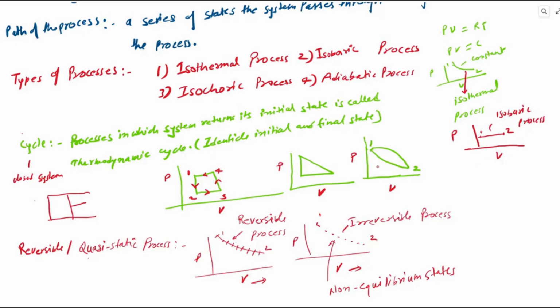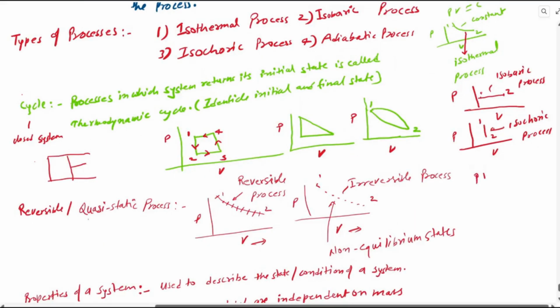Next is the isochoric process. Isochoric means volume is constant. If I draw a PV diagram, isochoric means volume is constant. So here state 1 to 2 is called the isochoric process.